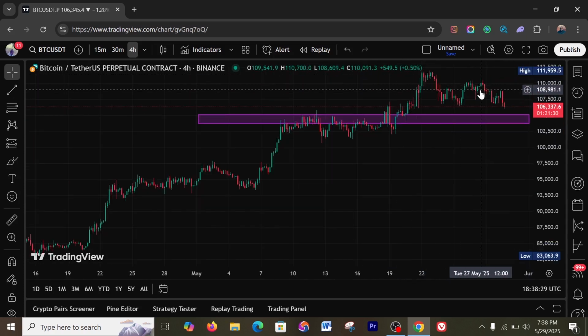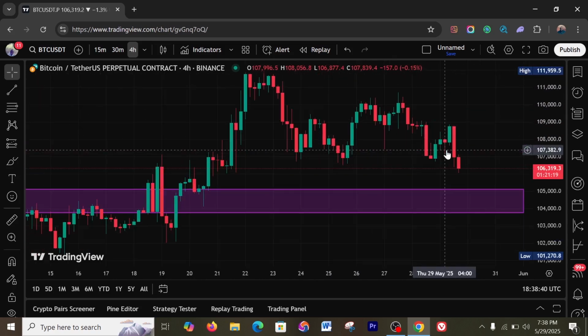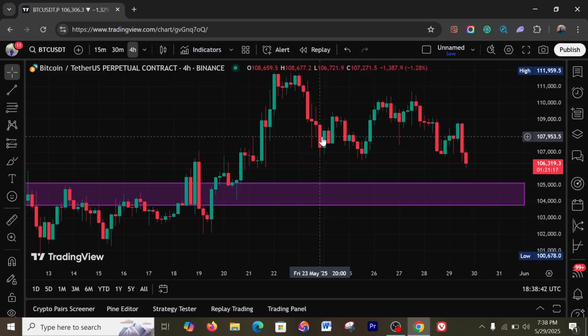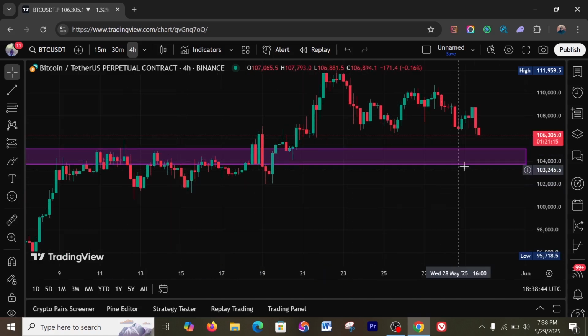So, you could see that this high is lower than this high, and this high is lower than this high, which is practically a downtrend. This is the 4 hours time frame, and we're looking at Bitcoin hitting around this area that is marked out with this rectangle.